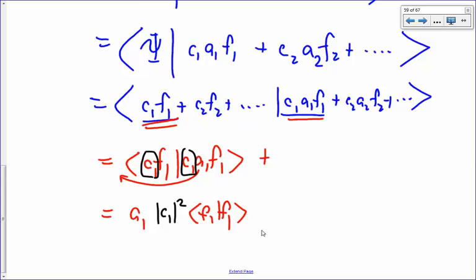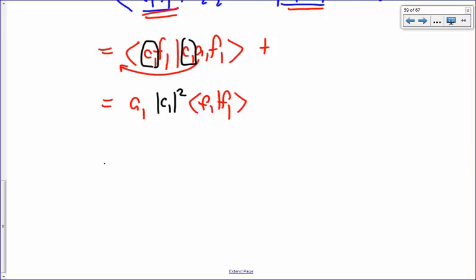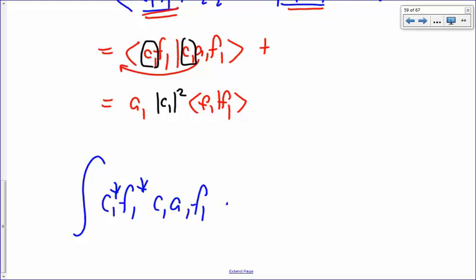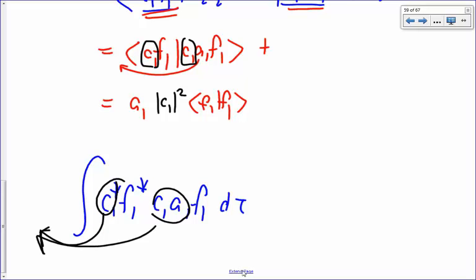Okay. Why can you pull out the A? Because in standard notation, this is going to be the integral of C1 star F1 star C1 A1 F1 d-tau. Okay, so this C1, A1, and C1 star, those are all constants. You can pull them out of your integral. Okay?